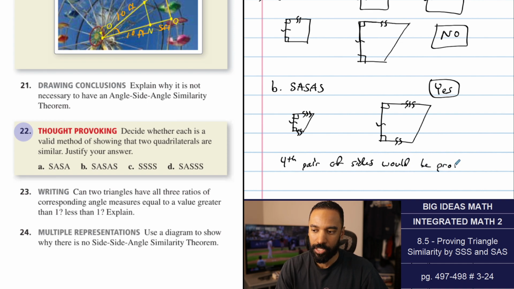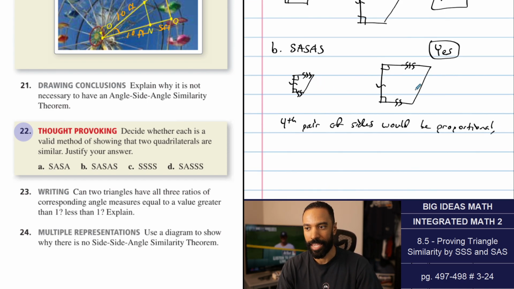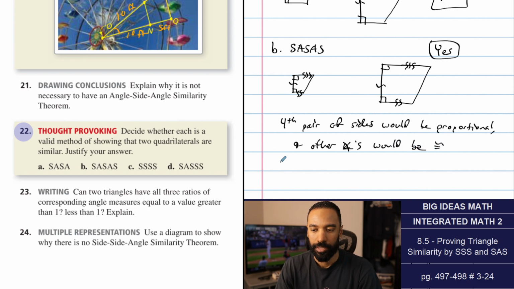And like I said, these other things would lock in. I'm not doing a full proof or anything like that. I'm just kind of giving my idea of, can I change things? And other angles would be congruent. Angles would be congruent. That's my thought on it, at least.